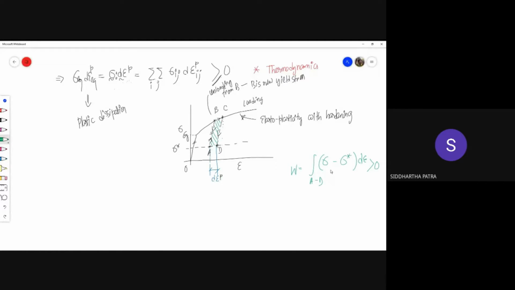Now how much is this area? This area is comprised of this portion times d epsilon, which is this parallelogram.